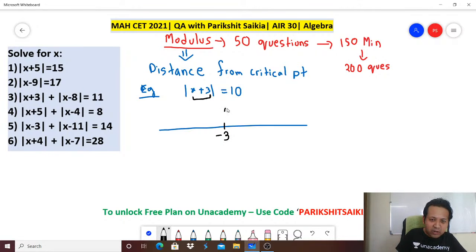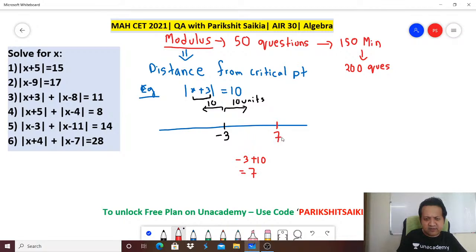So it is either going to be 10 units on this side and 10 units on the left, or 10 units on the right and 10 units on the left. Can you count? Minus 3 plus 10. Remember the distance has to be 10. So how much is this? Minus 3 plus 10, how much will this come out to be? 7. So one point is 7.